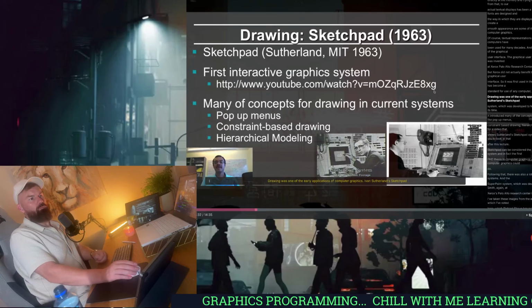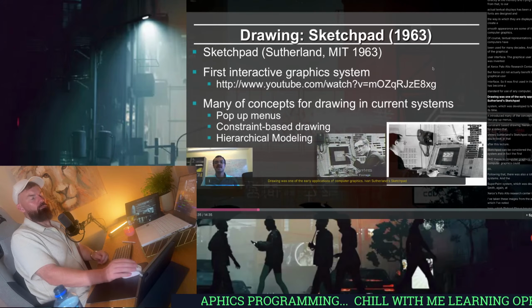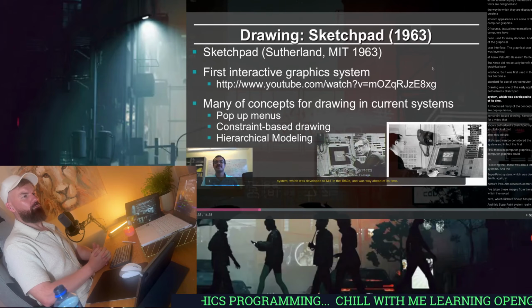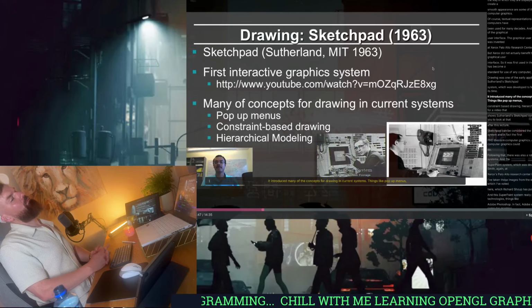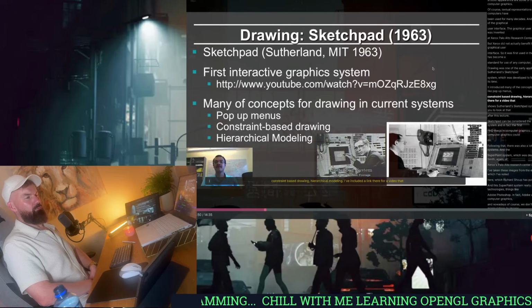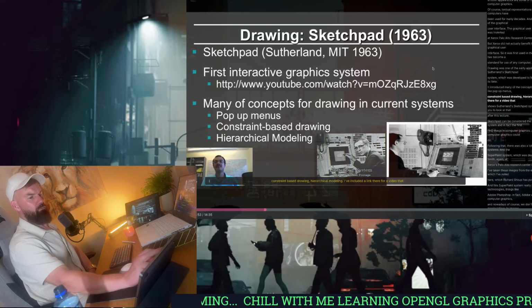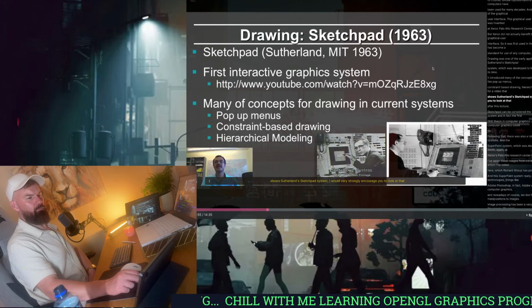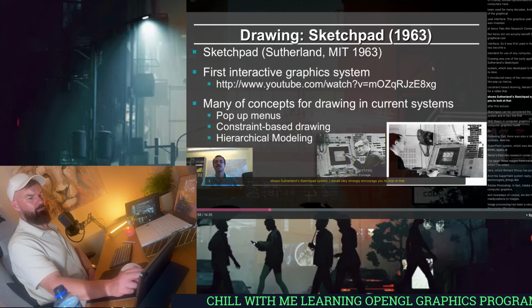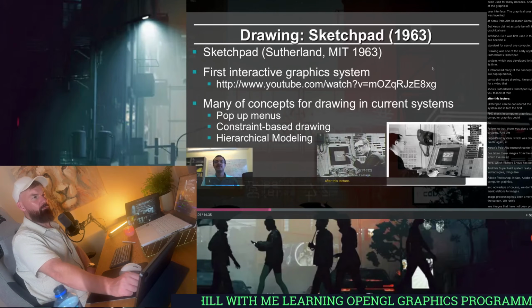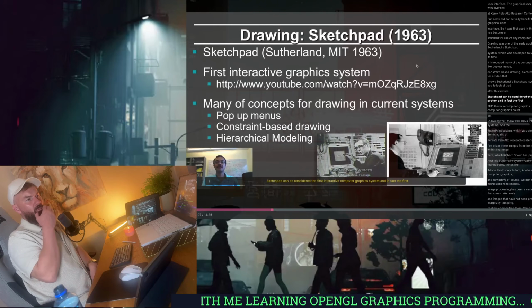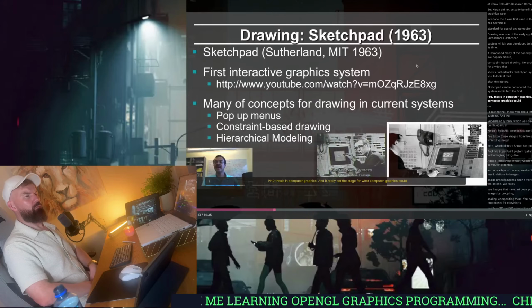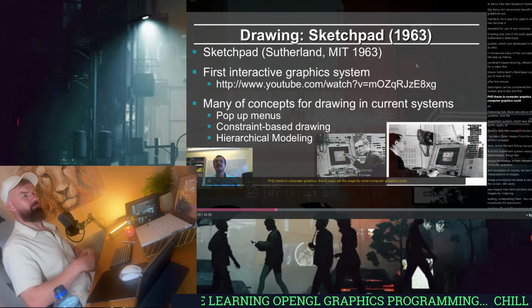Drawing was one of the early applications of computer graphics. Ivan Sutherland's Sketchpad system, which was developed at MIT in the 1960s, was way ahead of its time. It introduced many of the concepts for drawing in current systems, things like pop-up menus, constraint-based drawing, hierarchical modeling. I've included the link there for a video that shows Sutherland's Sketchpad system. I would very strongly encourage you to look at that after this lecture. Sketchpad can be considered the first interactive computer graphics system, and in fact the first PhD thesis in computer graphics. And it really set the stage for what computer graphics could do.